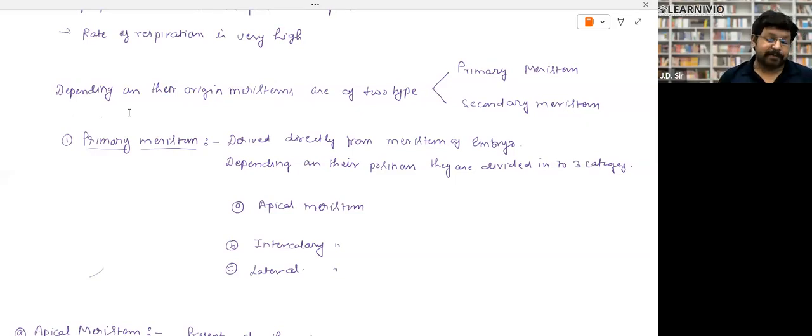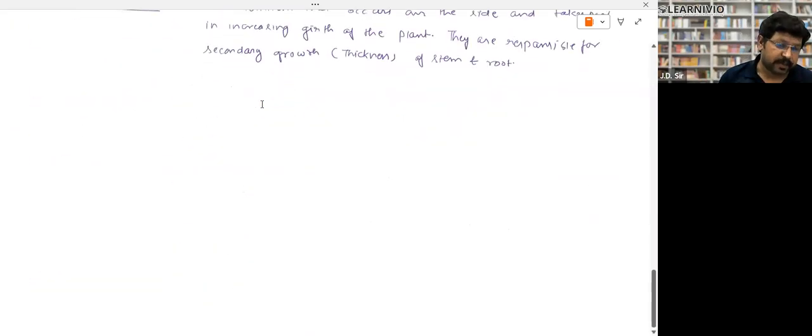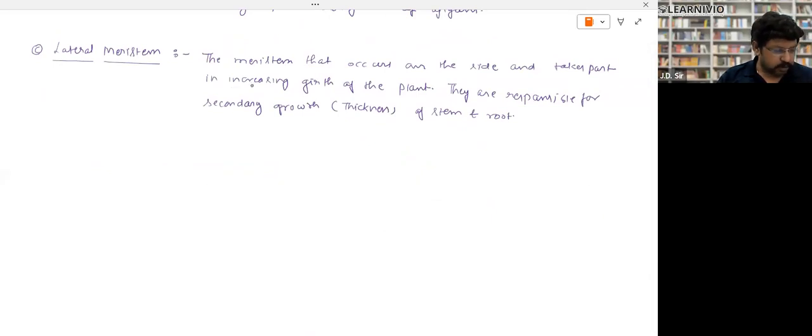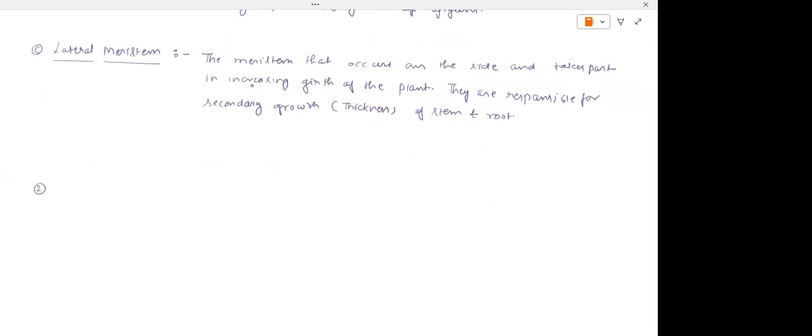Now, what about the secondary meristem? Secondary meristems are the product of primary meristem, or sometimes the permanent cells regain the property of division, and that's how they form the secondary meristem. That's why we call them secondary, not primary. Clear? So the second one is secondary meristem.